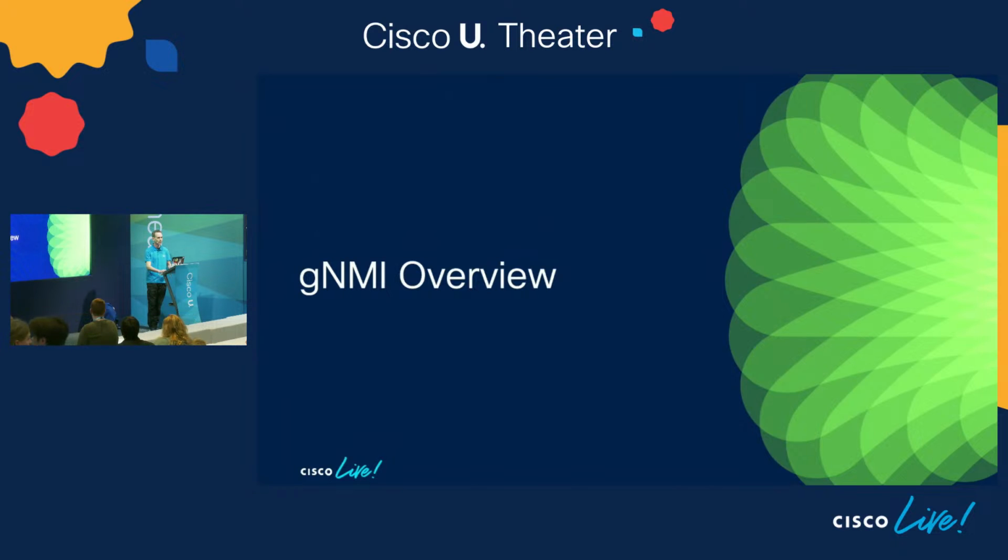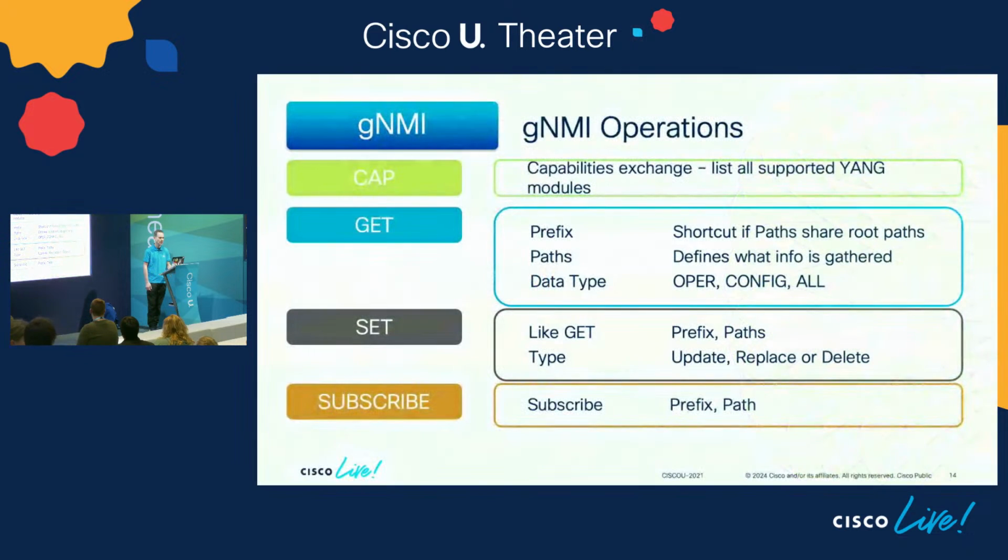That's an overview of the APIs. Let's dig a little bit deeper specifically now into the gNMI API. This API supports a couple operations like we saw, specifically the capabilities exchange. What do you support? What data models does this API support? So we can ask the API, hey, what are your capabilities?